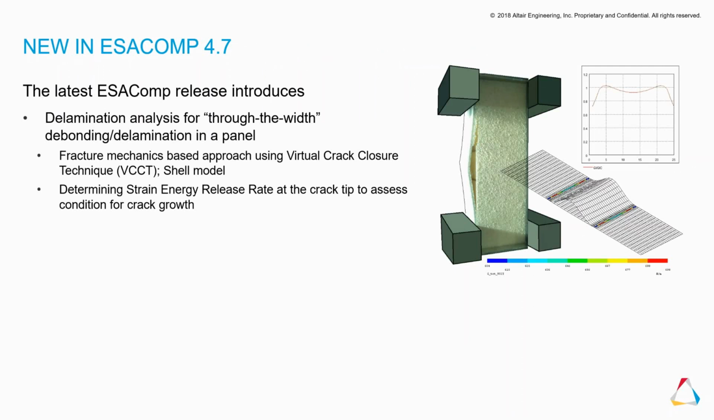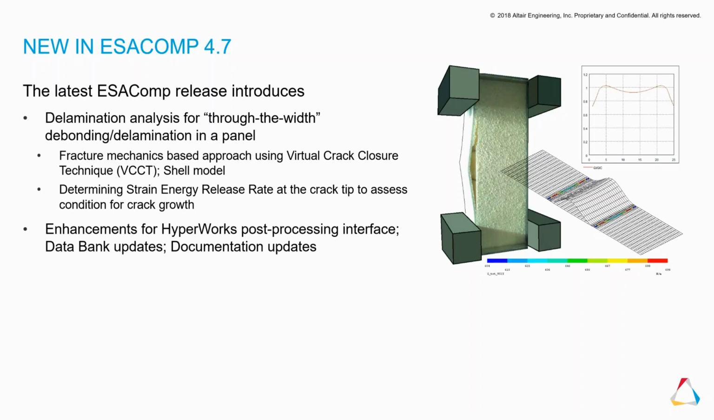So this is not an analysis to actually simulate the crack propagation, but it's a quick way of assessing, if there is a delamination of a certain size with a given load applied, whether this will be critical. We have also included enhancements for the HyperWorks post-processing interface in this release. Data bank updates, as we usually do in most of our new releases, and also documentation updates.